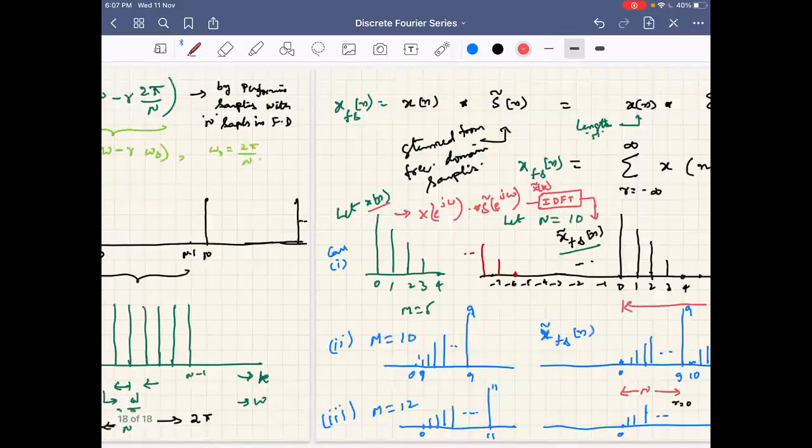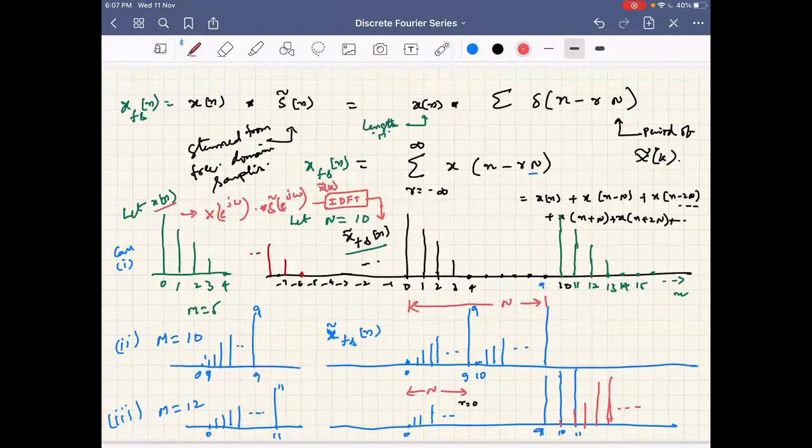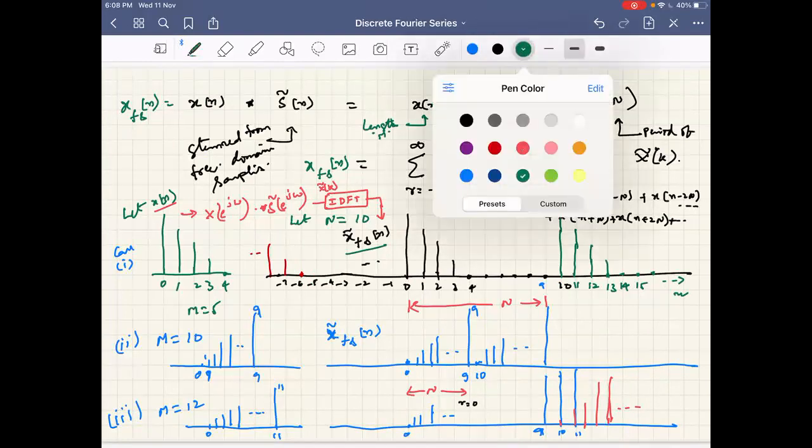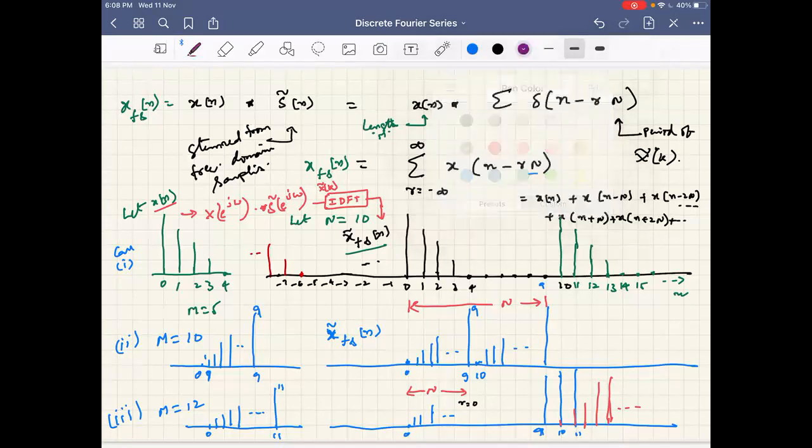Is it fine? So you can see here, let us sketch with a different color. In this case, M is less than N. In this case also M is less than N, and in this case M is greater than N. Hence there is a time aliasing. This is referred to as time aliasing because of frequency domain sampling.